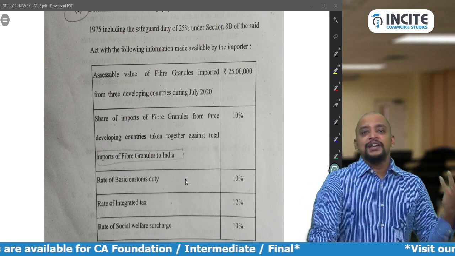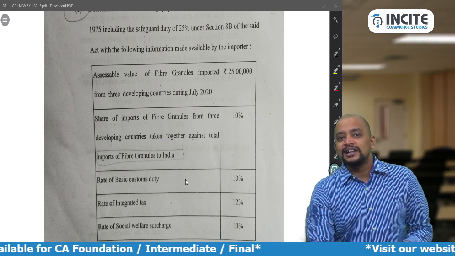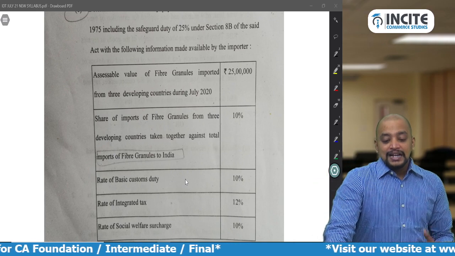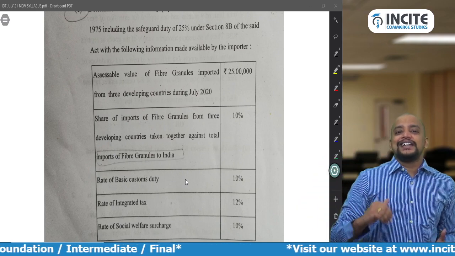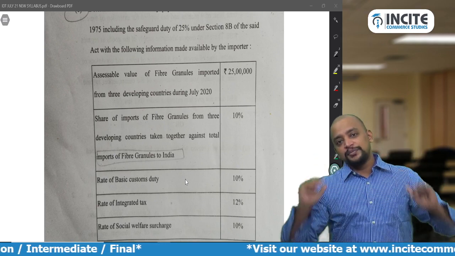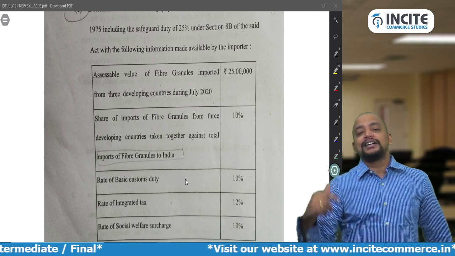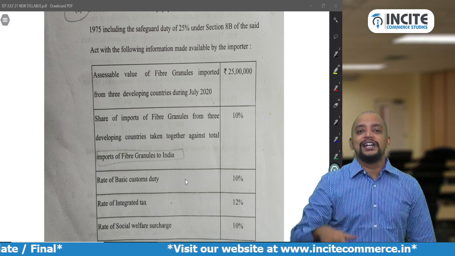So 15 marks is not easy. Therefore, next time onwards, when a teacher is telling something, don't disturb them and don't irritate them by asking why are you taking this?